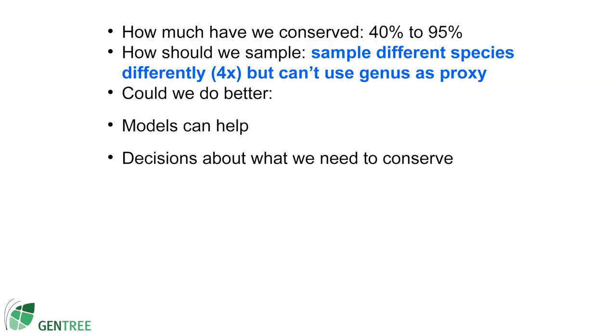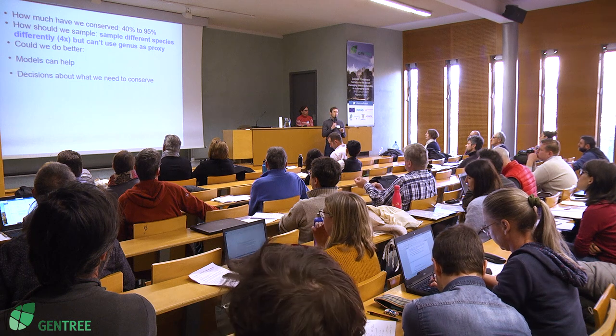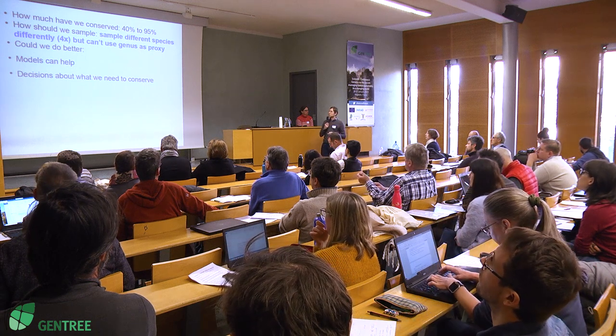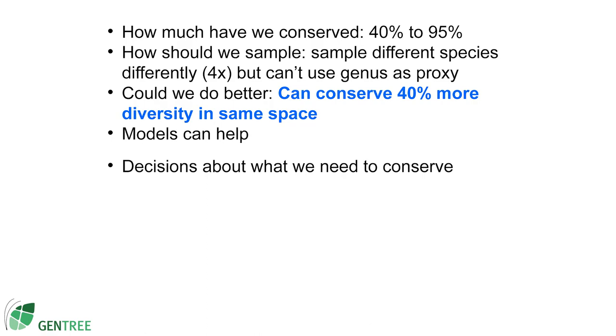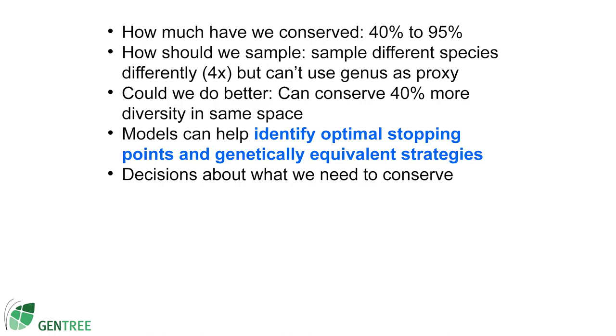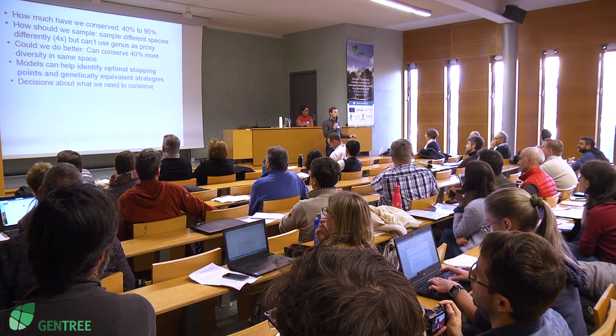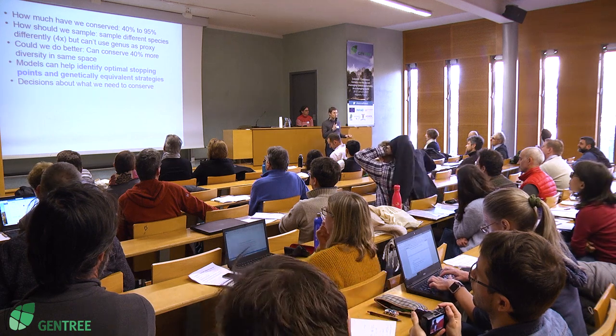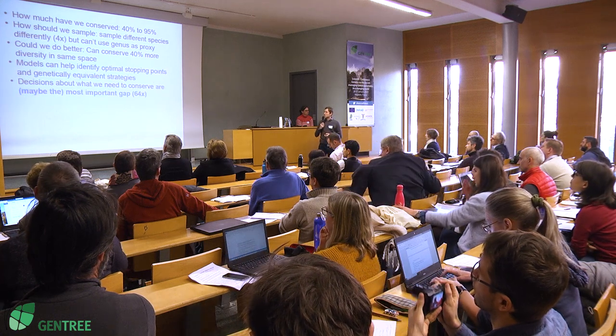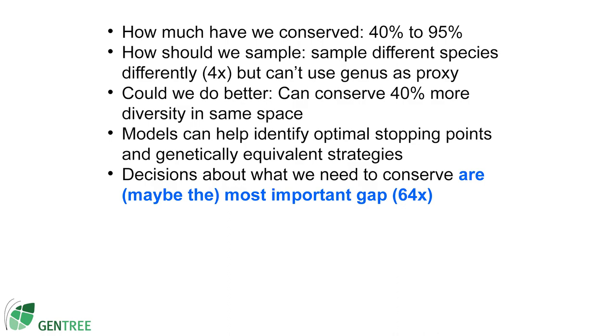How much should we sample? It does differ by species by about a factor of 4. So we can optimize the genetic diversity collection of particular species. Could we do better? I showed that yes, we could, with more optimal or random sampling of wild populations. We can identify strategies tailored to specific seed collectors' needs, such as geographic limitations, political limitations, logistical limitations, and decisions about what we need to conserve in our botanic gardens.